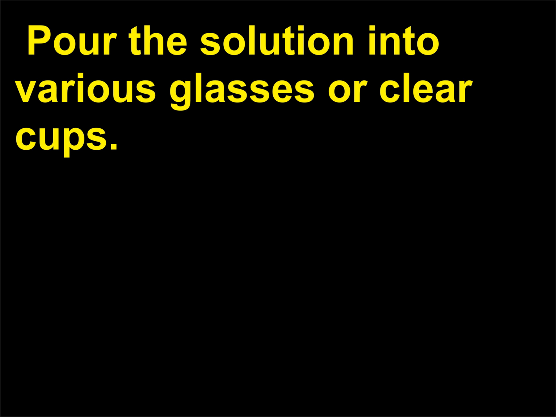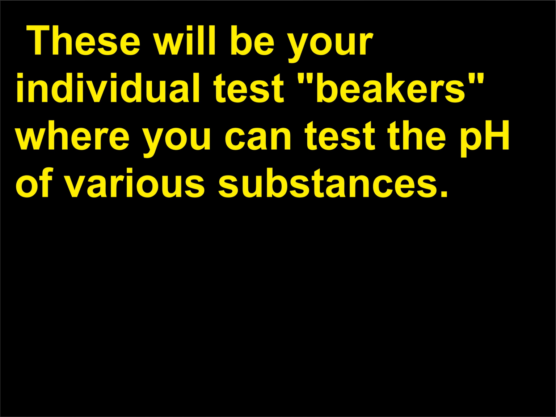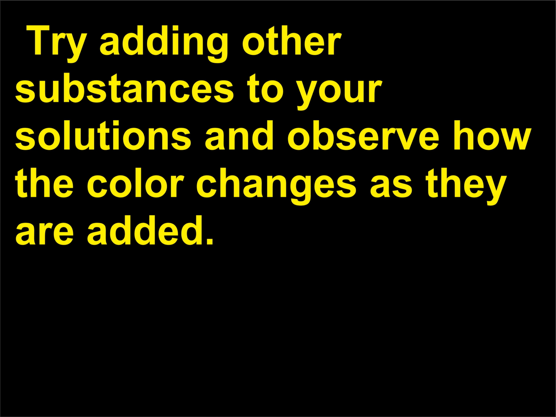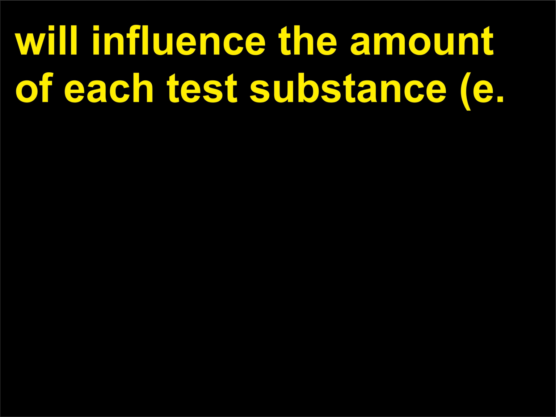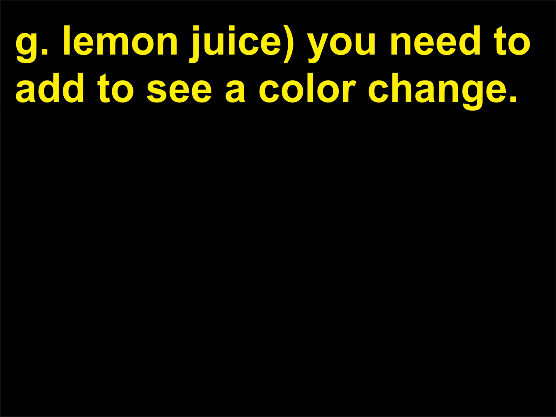Pour the solution into various glasses or clear cups. These will be your individual test beakers where you can test the pH of various substances. Try adding other substances to your solutions and observe how the color changes as they are added. Note that the amount of solution you add to each glass/cup will influence the amount of each test substance, e.g. lemon juice, you need to add to see a color change.